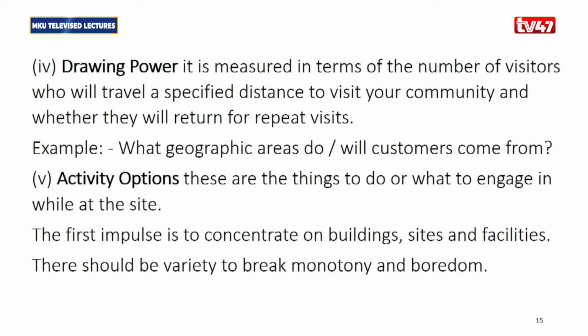And then you have the activity options. Activities are what to do in a given locality. So it should have a variety of things to do, so that different things to do in a given site or attraction make it good to break monotony, or break boredom. One important aspect about activity in an attraction in a destination is that it is good first of all to look at what activities are there. Is there variety?